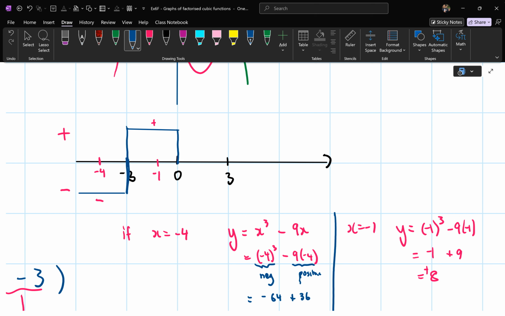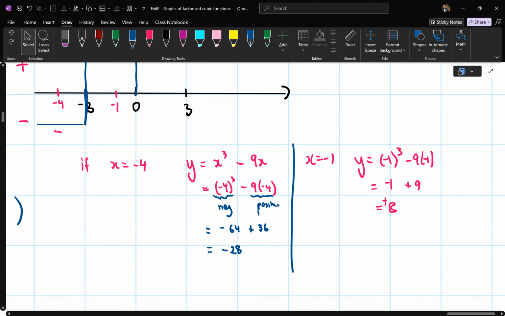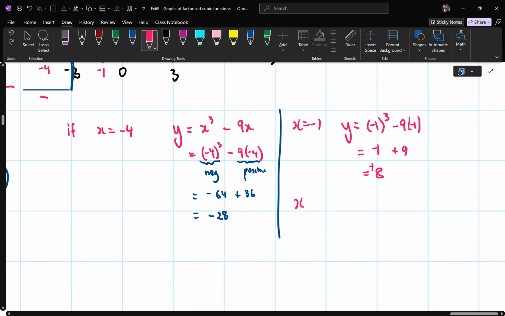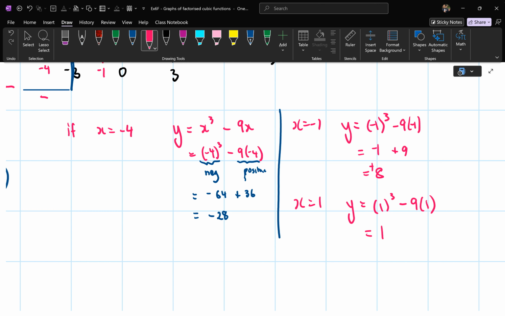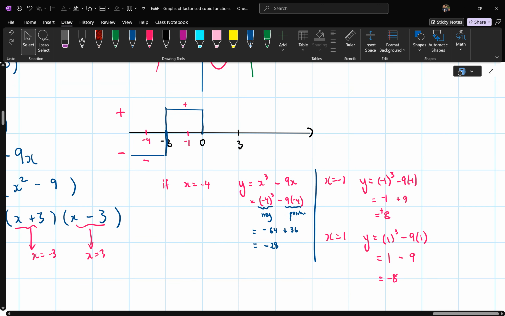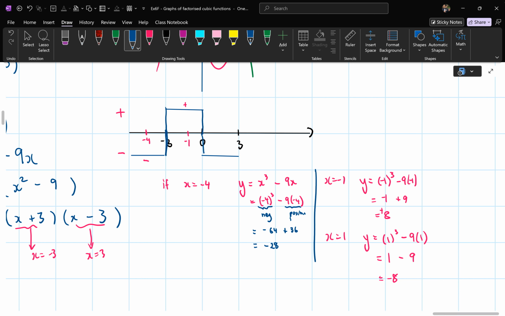So now, if you pick 0 to 3, what number would you pick? Between 0 and 3, what's the most logical number? 1. So if I picked 1, here's my sign diagram: x equals 1, y equals 1 cubed minus 9 times 1, and you get 1 take away 9, which clearly becomes negative. Then you start to pick up a pattern here. You can probably already predict it, but because it's a justify problem, you actually have to test another number.